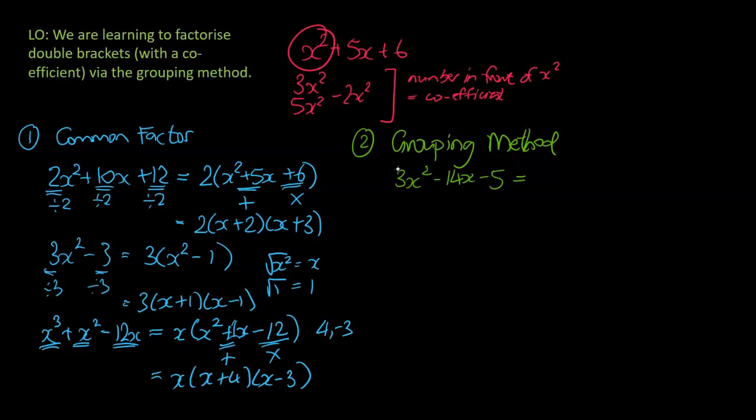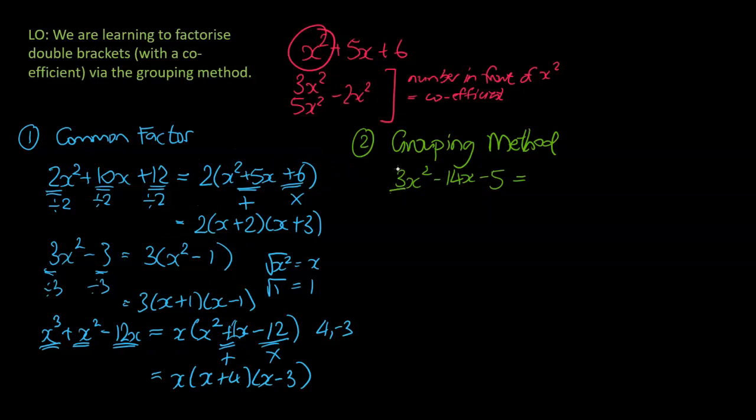And the first thing I want to point out, if you have a look at the 3, the negative 14, and the negative 5, is that none of those have a common factor. We can't yank anything out like we did in the previous approach. So this time around, we need to think differently.